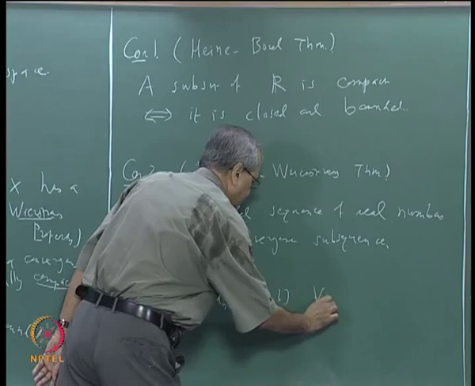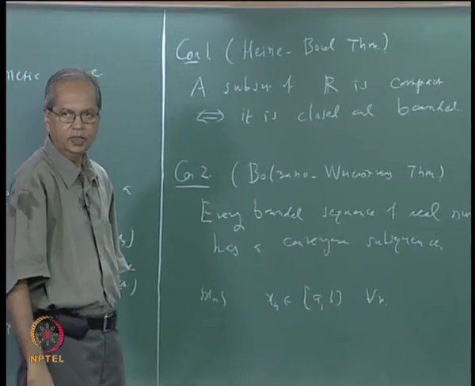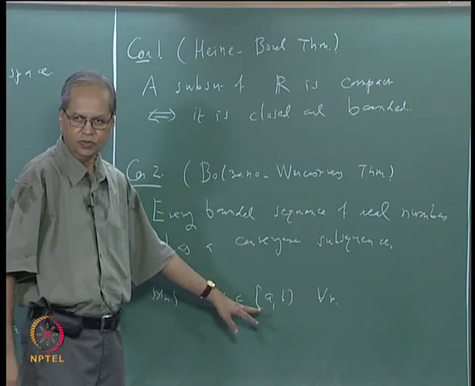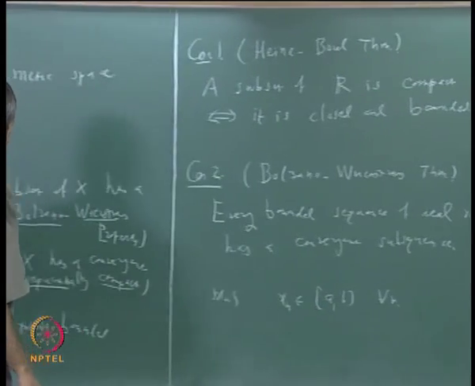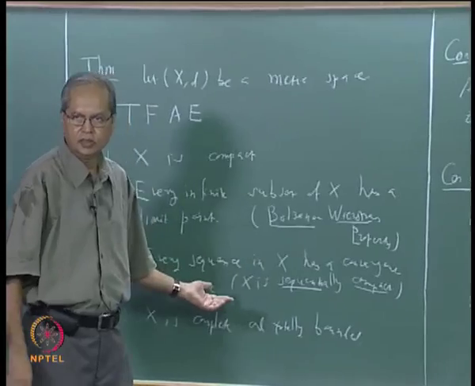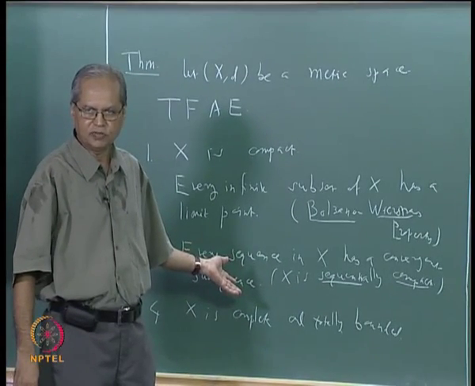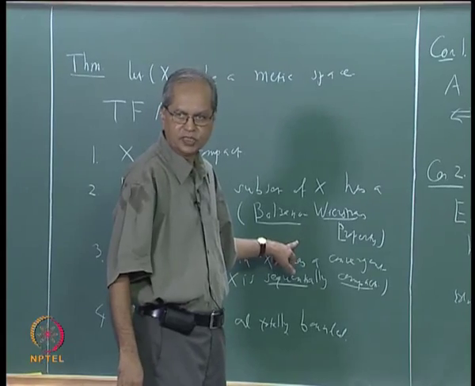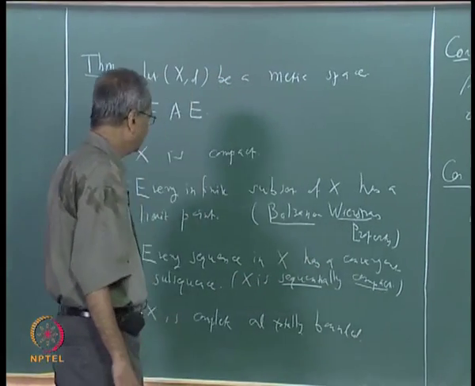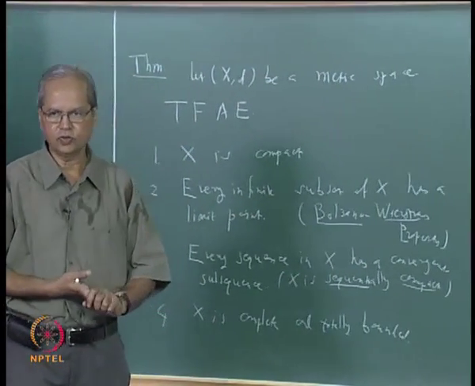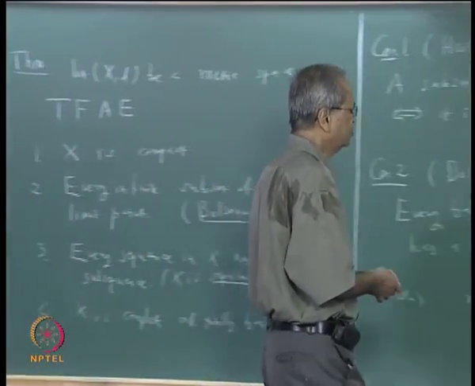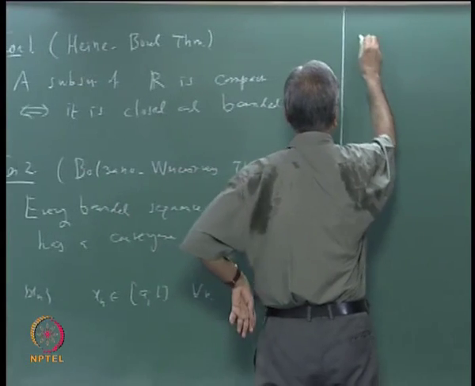Now this set is closed and bounded, and hence compact. And once a set is compact, we are saying that every sequence in AB must have a convergent subsequence. So this also follows from this theorem. So this is a very powerful theorem. It gives various characterizations of compactness, and it has lots of uses also. So let us go to the proof of the theorem.